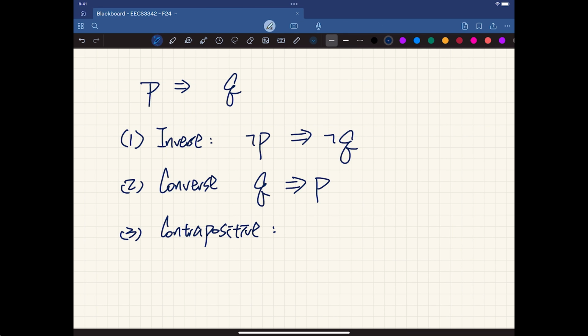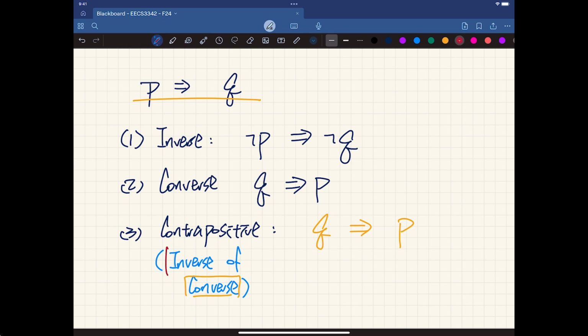Another way to say that would be the inverse of the converse. What does that mean? Why don't we do the converse first? The converse of this one here is Q implies P. And then if you want to take the inverse of that, simply say not and not.